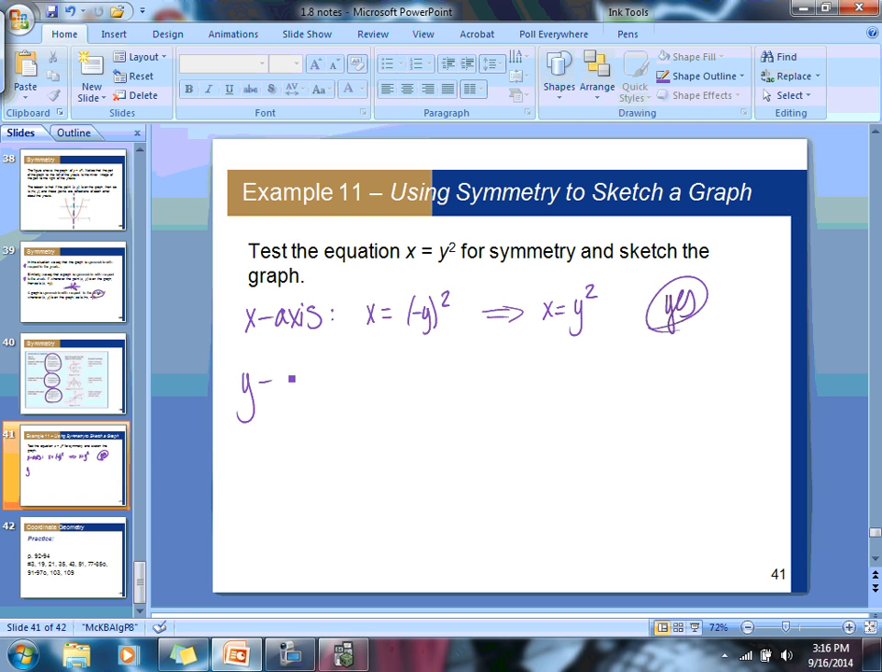It could have both of them, x and y axis symmetry. It could have x-axis and origin symmetry. It could have y-axis and origin symmetry. It could have all 3. So you have to test for all 3.